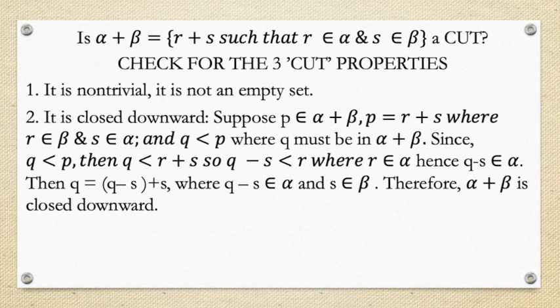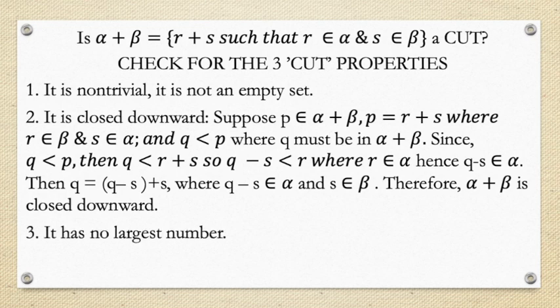Suppose little p is in alpha plus beta, and little p is equal to little r plus little s, where r is in alpha and s is in beta. And q is less than p, where q must be in alpha plus beta. Since q is less than p, then q is less than r plus s. So q minus s is less than r. Since r is in alpha, then we say q minus s is in alpha. Then we can say q is equal to q minus s plus s, where q minus s is in alpha and s is in beta. Therefore, alpha plus beta is closed downwards.